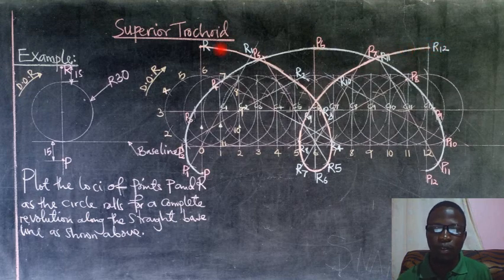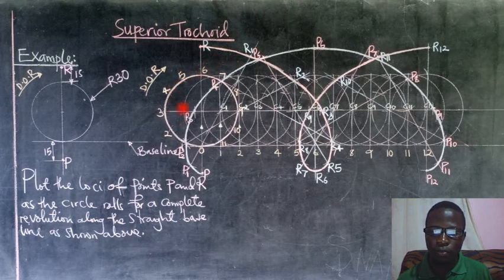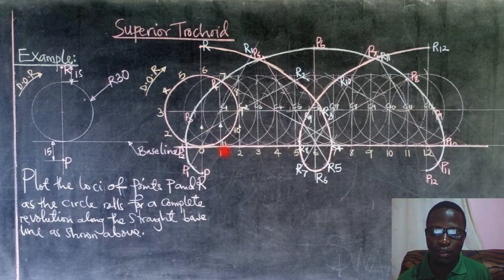They are the same. This one is when the point is below. This one is when the point is up or above the circle. Outline the rolling circle. Also outline the base line.